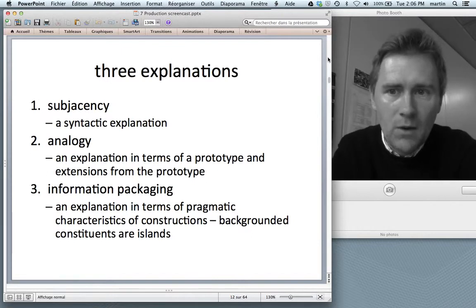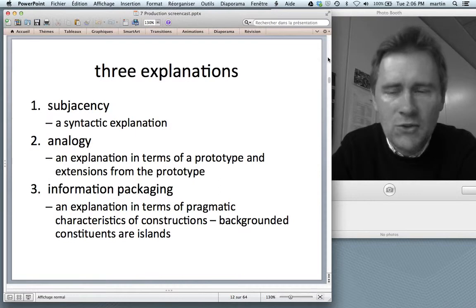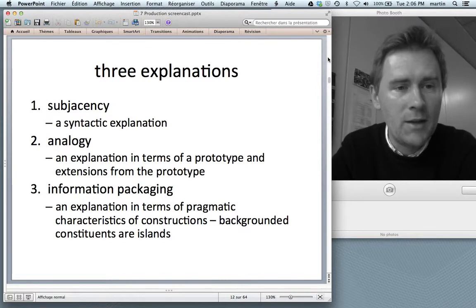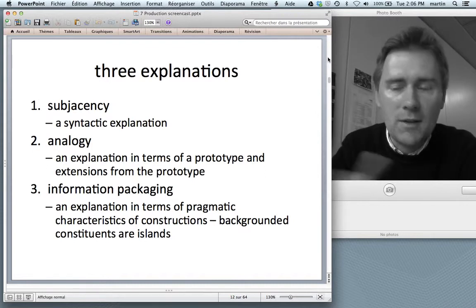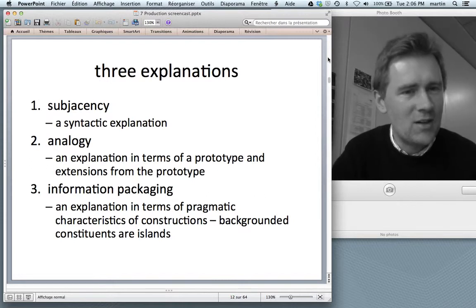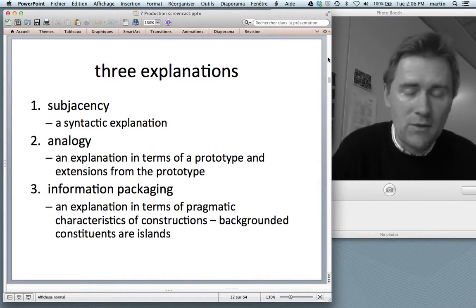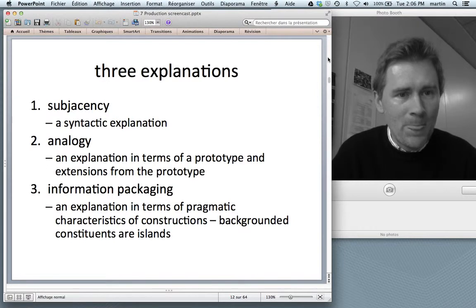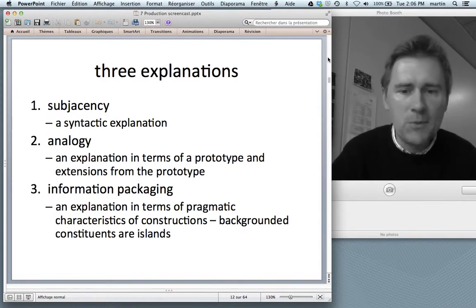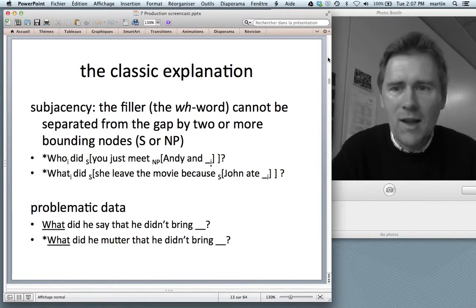But recently, two alternative explanations in a usage-based construction grammar spirit have been developed. One based on analogy, that is Eva Dabrowska's work, and one on information packaging, that is work that Adele Goldberg has done with Ben Ambridge, a language acquisition researcher. The analogy account holds that you can explain these effects in terms of a prototype and extensions from the prototype, and if the extensions are far enough, the sentence doesn't work. Information packaging explains this in terms of pragmatic characteristics of constructions, so that backgrounded constituents that express non-focal, pragmatically presupposed information, which I talked about in video number 5, are islands, and I'll explain why they should be islands. But let's start with the classic explanation.